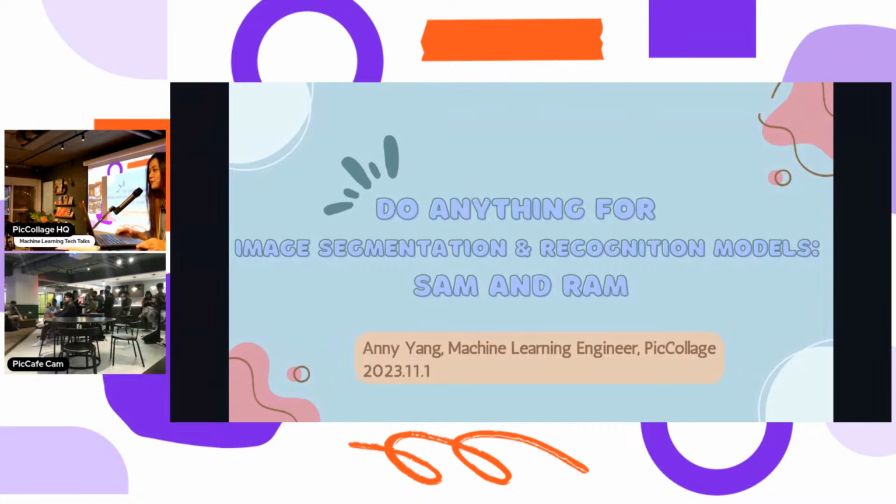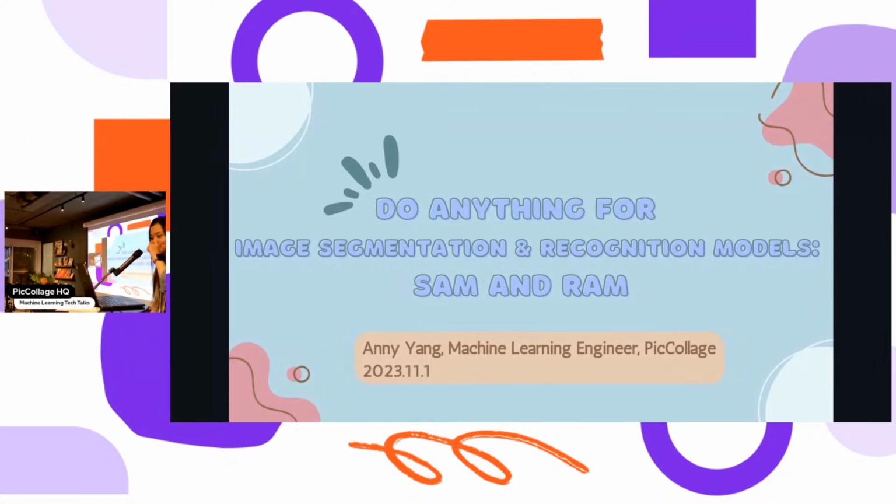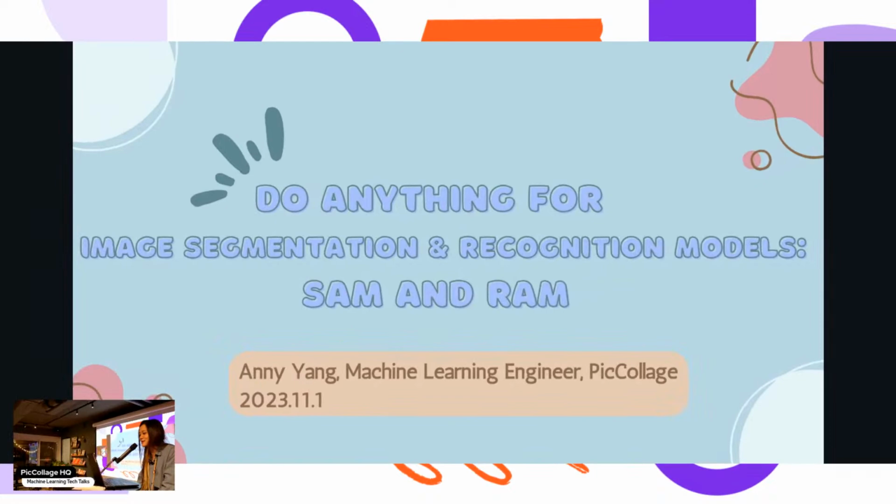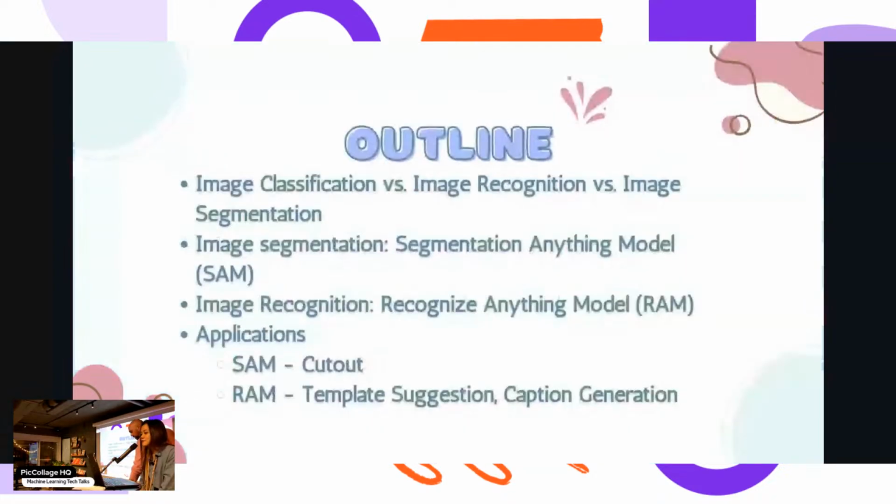So hi everyone, I'm Annie. So today I'm going to introduce Segment Anything and Recognize Anything for image segmentation and recognition models, which are SAM and RAM. So here's today's outline. First, I will introduce the difference between image classification, image recognition and image segmentation. And then I will talk more details about the Segment Anything Model called SAM. And next is the Recognize Anything Model. And the last part is I will talk about some applications by using these two models.